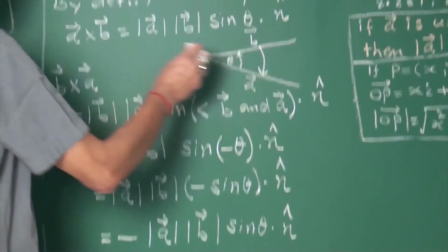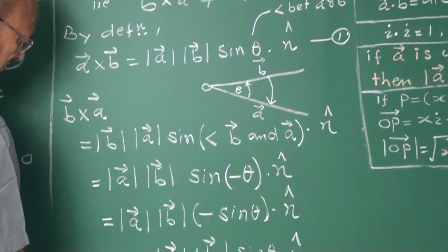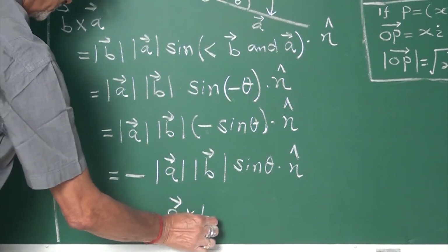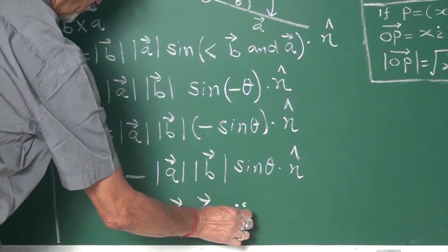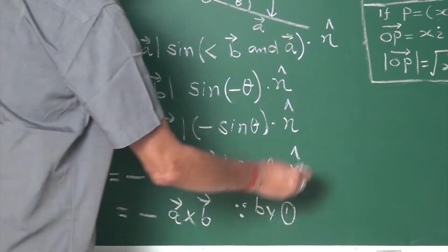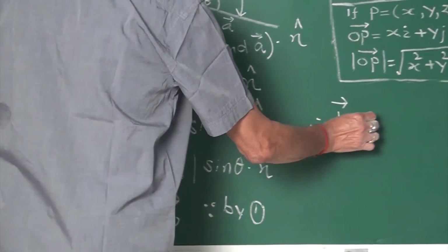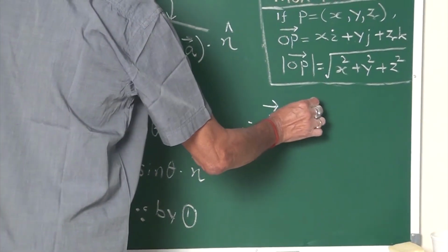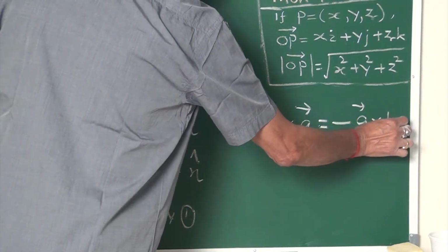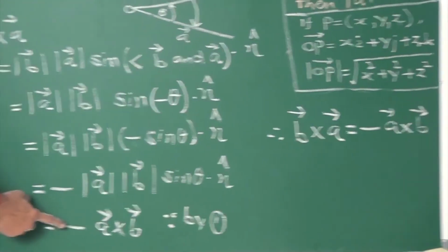But what is this by 1? If we name this as 1, this is nothing but minus A cross B, because by 1, therefore B cross A equal to minus A cross B. See, B cross A is minus A cross B.